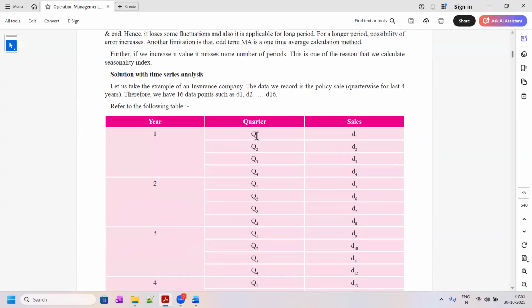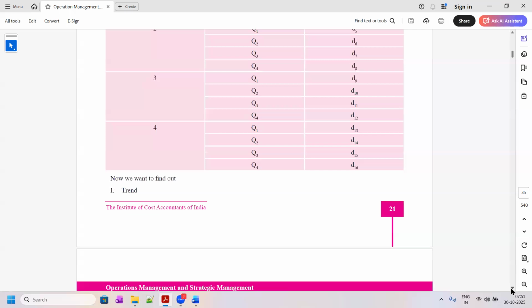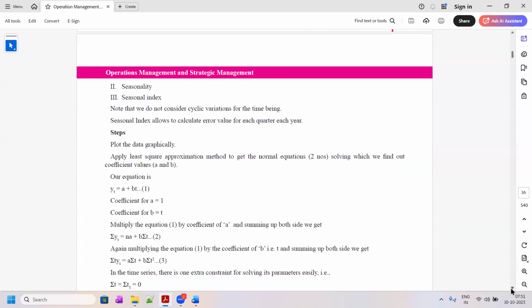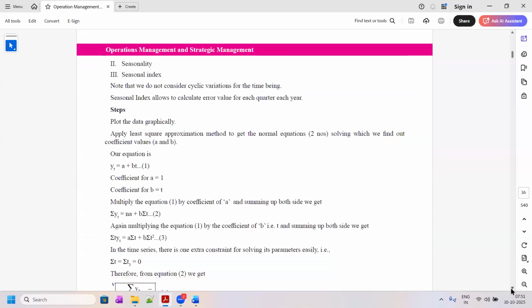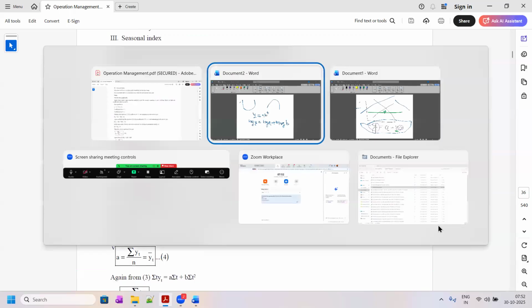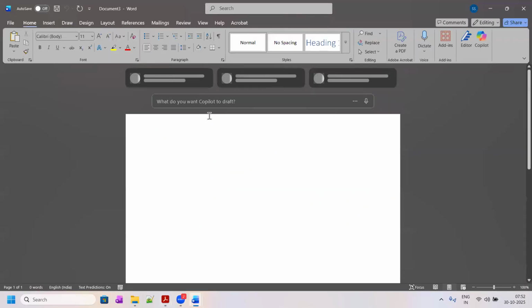So some data is like this. Year-wise data, then we bifurcate it quarter-wise, each year having different quarters. Then for each quarter, there are different sales. And then what we are trying to do is find either the trend, seasonality or the seasonal index.